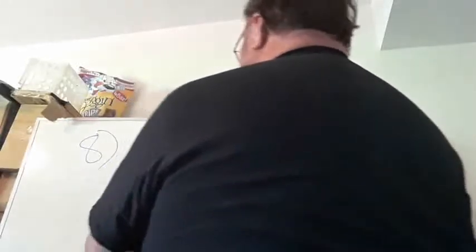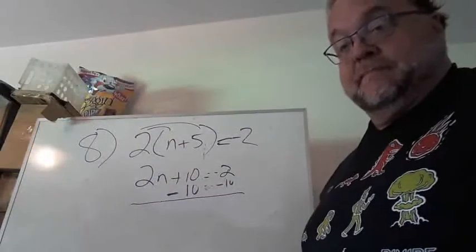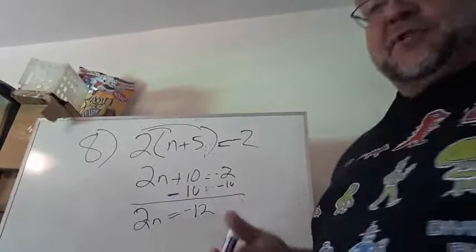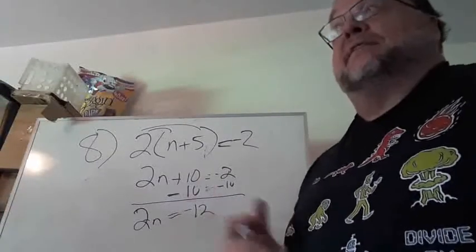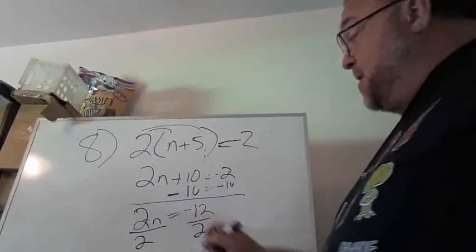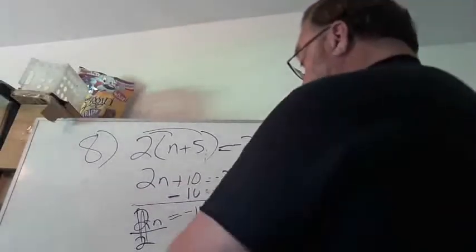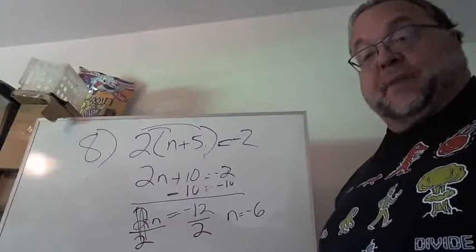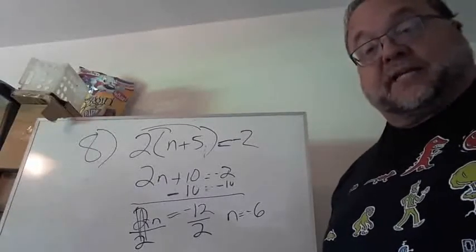Whoop, didn't need that equal sign there. Right, so here's my interim step. And I'm going to have 2n equals -12. Now when I have 2n equals -12, I'm going to divide both sides by 2, which looks like that. And when I'm done, these two cross cancel, right? And this becomes n equals -6, because -12 divided by 2 is going to be -6. All right?